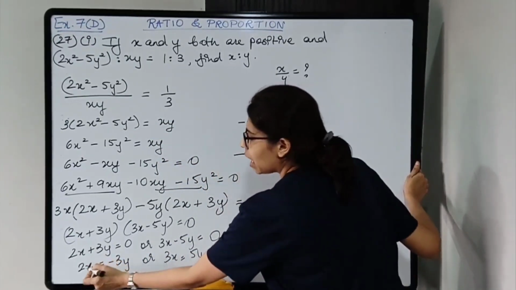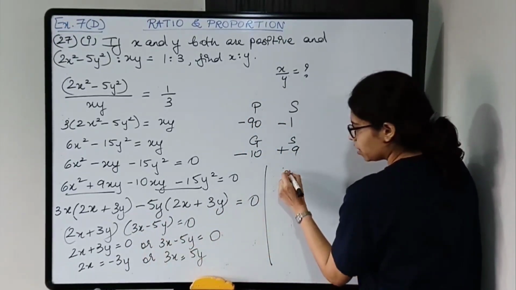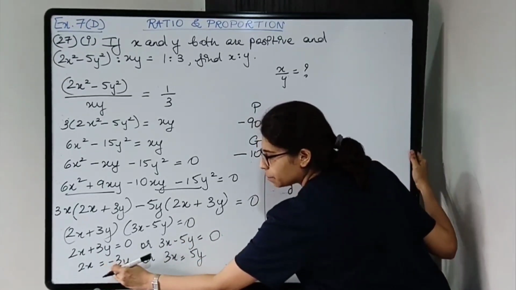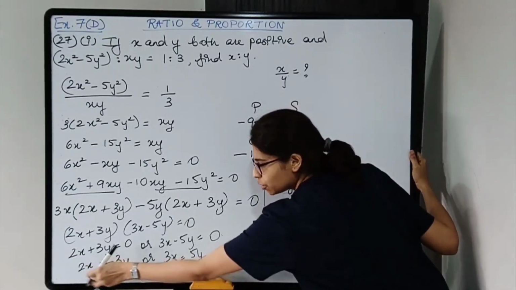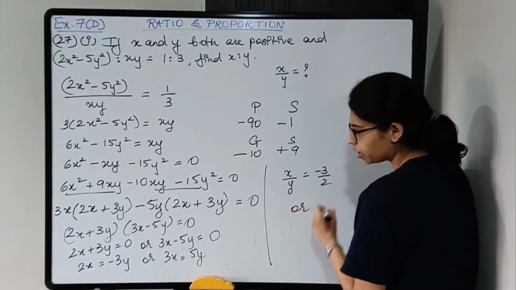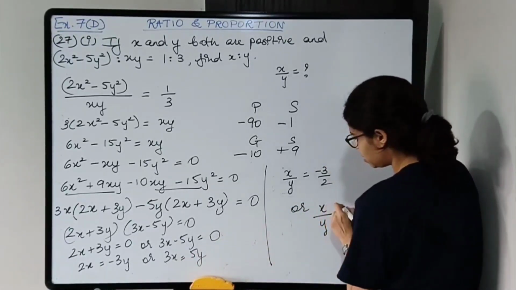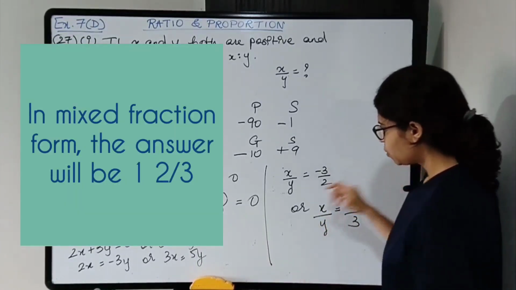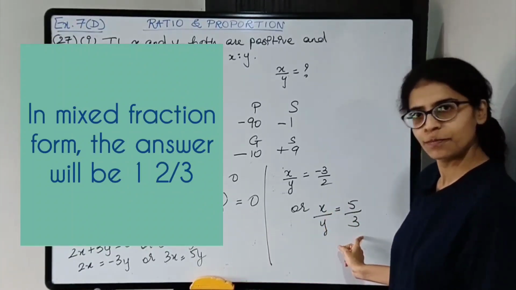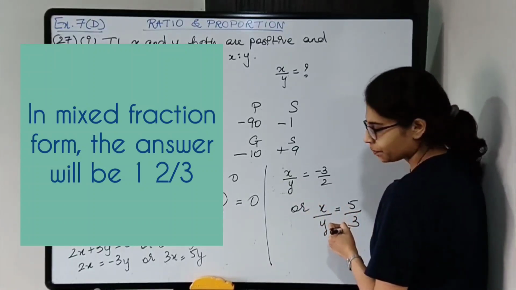So 2x is equal to minus 3y or 3x is equal to 5y. So I need to find x upon y. Okay, so x as it is, I'll shift y over here. Y will go in denominator and minus 3 we'll keep as it is and 2 over here. So minus 3 upon 2. Or other you are getting x as it is, shifting y on the other side, and 5 as it is, 3 on the other side. So we are getting x upon y equal to minus 3 upon 2 or x upon y is equal to 5 upon 3. Okay. Now these are the two values we are getting.